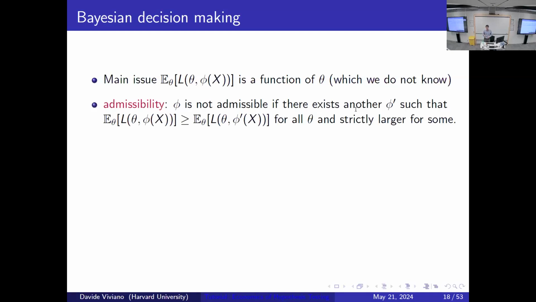But at the very least, what we would like to have is a decision rule which is admissible. So at the very least, what we would like is that if we pick a decision rule, this decision rule is not going to be weakly dominated for all vector parameters theta and strictly dominated for some values of theta. So this is the very least requirement that we can impose on our decision.